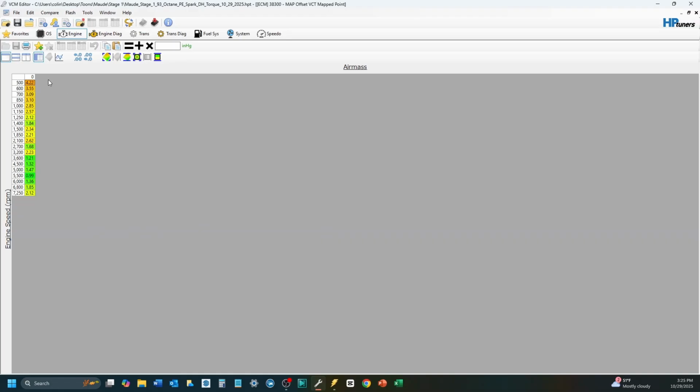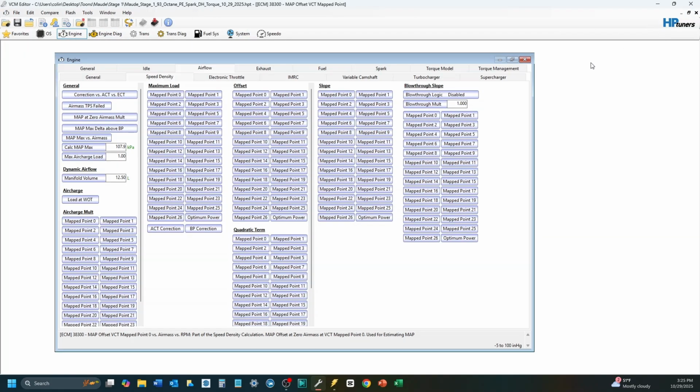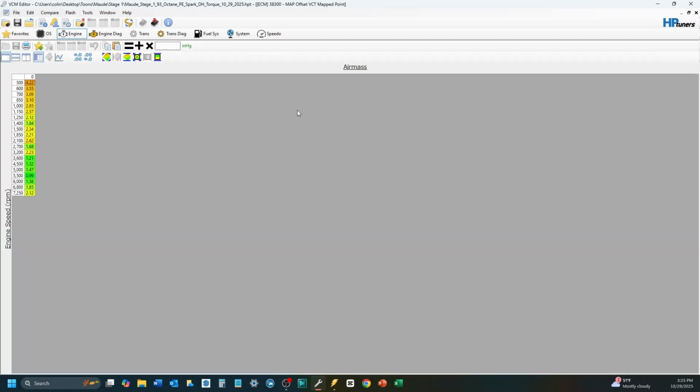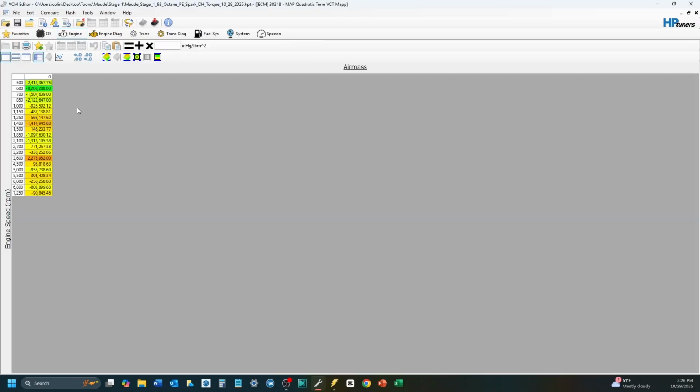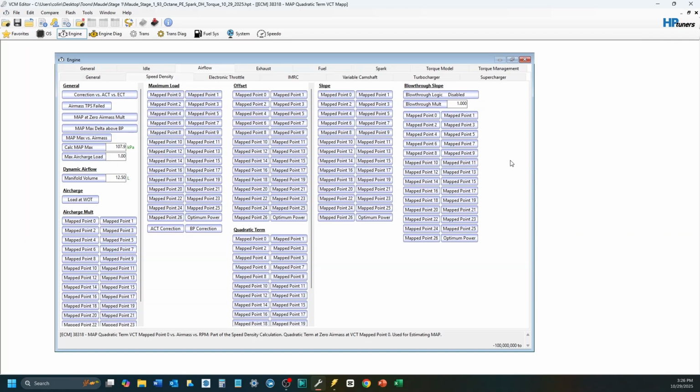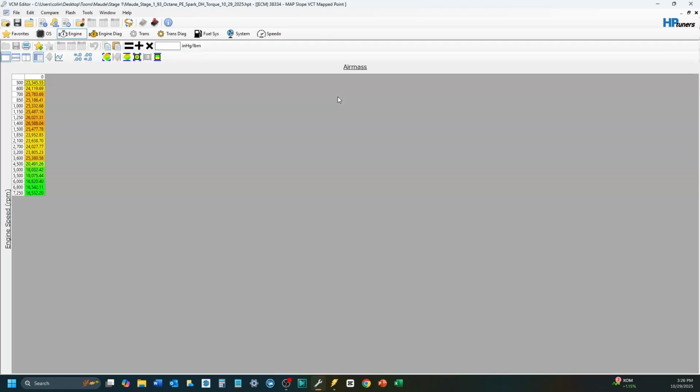Okay. So these are values here. Oh, not air mass values. Let me close that. Show me offset, mapped point. Oh, okay. Guess I was right. So there's air mass. It corresponds to RPM and then what the air charge is. It's pretty peculiar. There's the quadratic term. Coupled with those are these numbers here. And adding in as well is the slope with values here across the RPM.